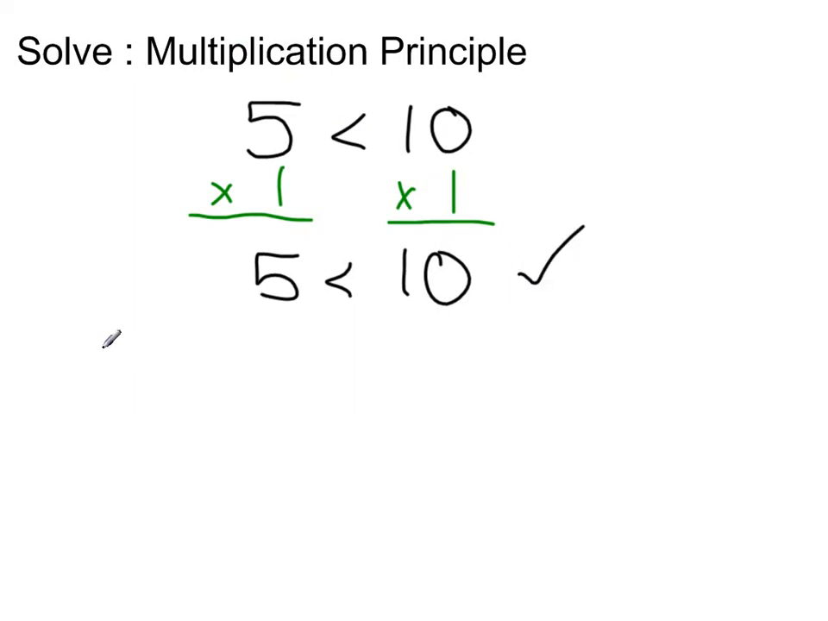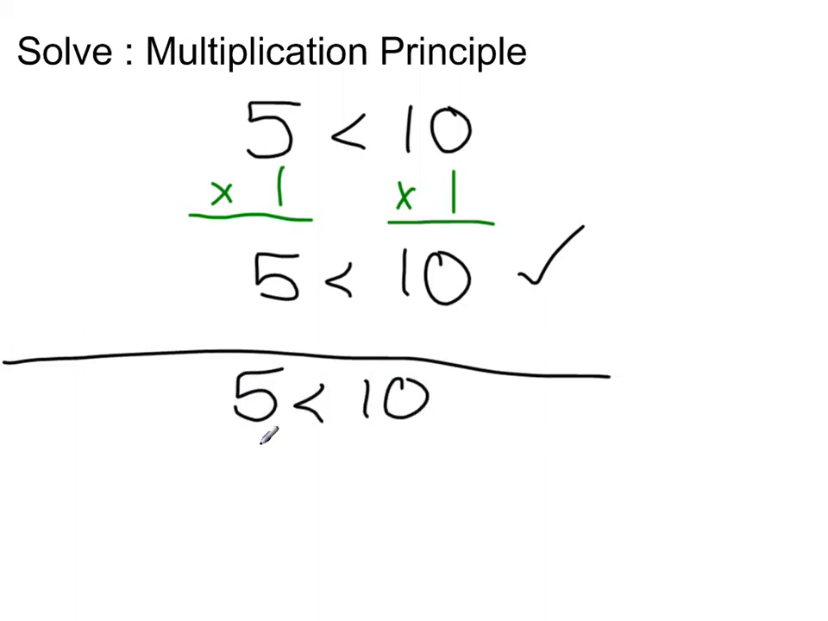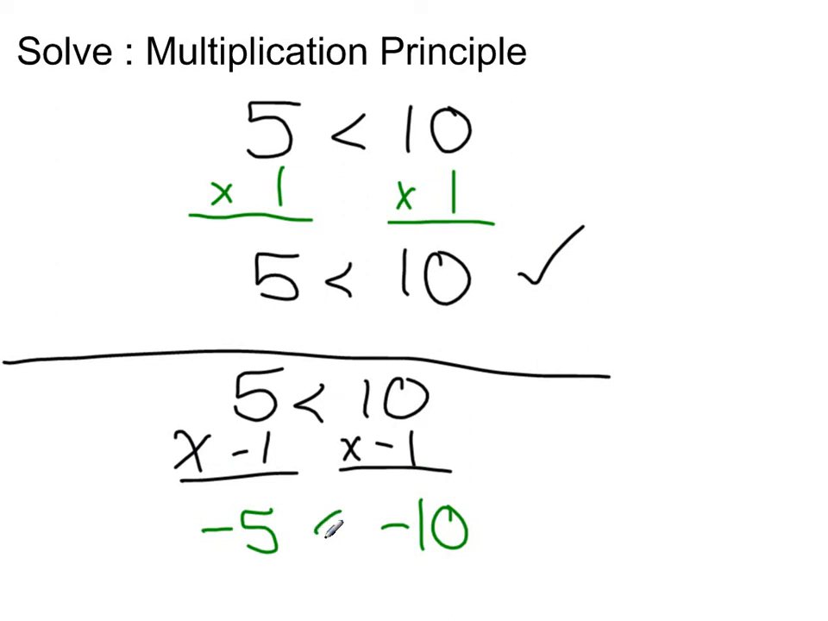Let's get a little bit dangerous. Let's say I have 5 is less than 10. And let's multiply both sides by negative 1. What I do to one side, I do to the other. 5 times negative 1 is negative 5. And 10 times negative 1 is negative 10. Is negative 5 less than negative 10? No, that's not true. That's wrong. Negative 5 is greater than negative 10.